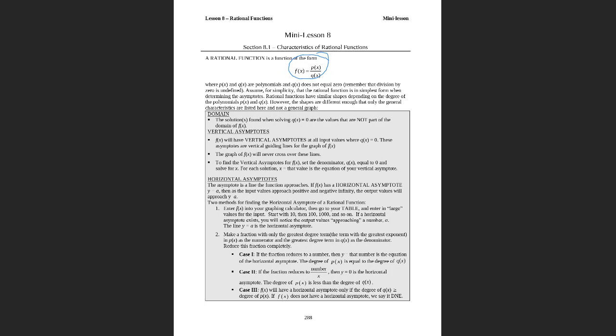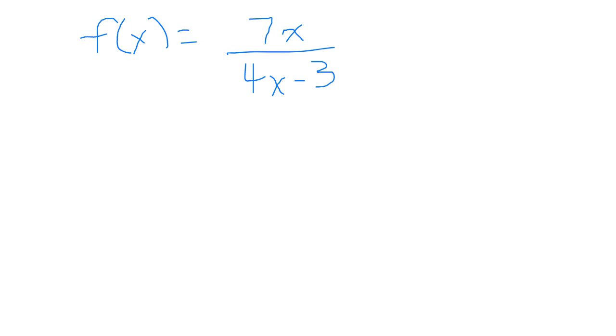So let's say we've got, let me go to the whiteboard, f of x equals 7x divided by 4x minus 3. Now, if you have this, we know that this denominator should not equal 0, because if it equals 0, the rational function is going to be undefined. So you don't want that.